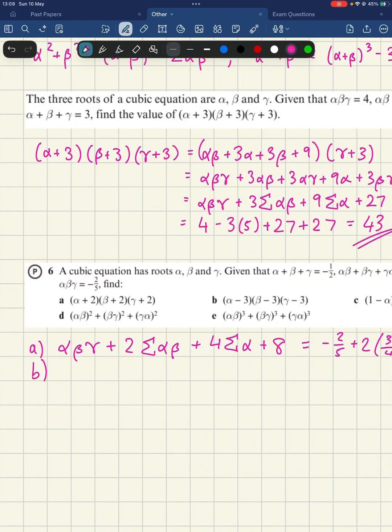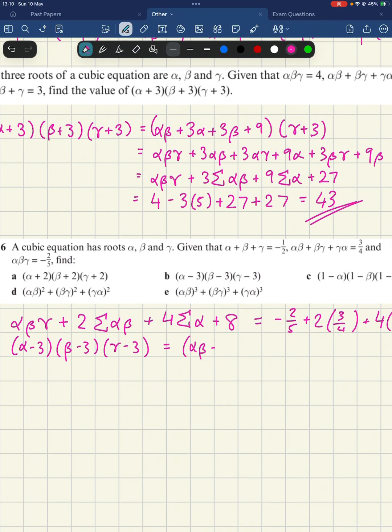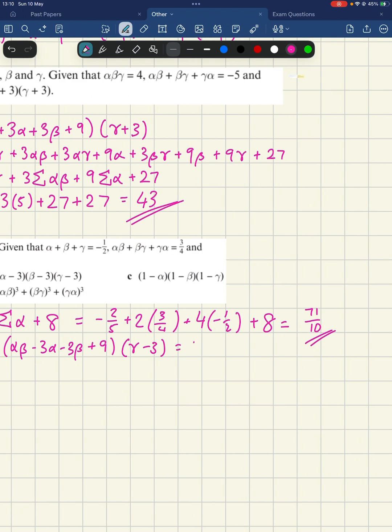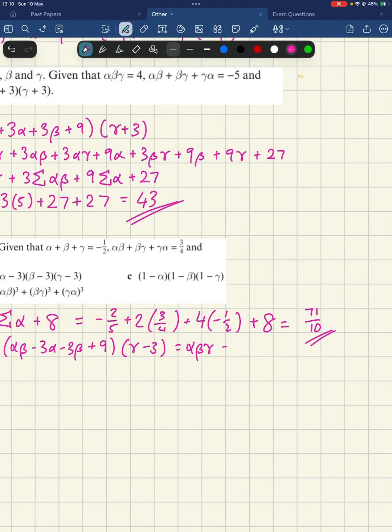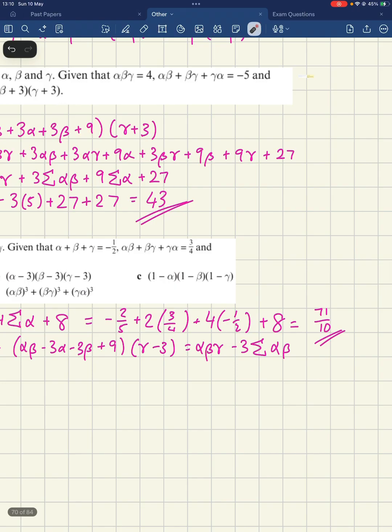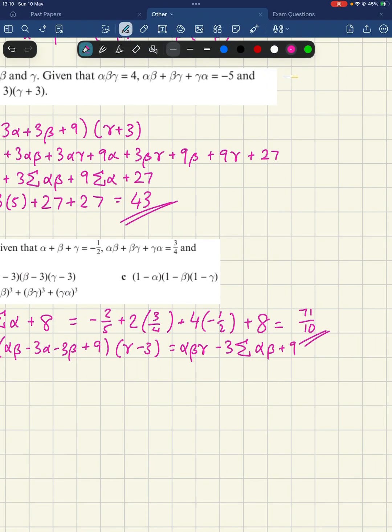Okay, now part B. This one is risky because you can easily make mistakes, so I'm just going to expand out part B normally. So alpha minus 3, beta minus 3, gamma minus 3. First one is going to be alpha beta minus 3 alpha minus 3 beta plus 9, multiplied by gamma minus 3, which is going to be alpha beta gamma. Then we're going to get minus 3 alpha beta, minus 3 alpha gamma, minus 3 beta gamma. So we're going to get minus 3, the sum of alpha beta. And then the individual roots, we're going to get 9 alpha, 9 beta, and 9 gamma.